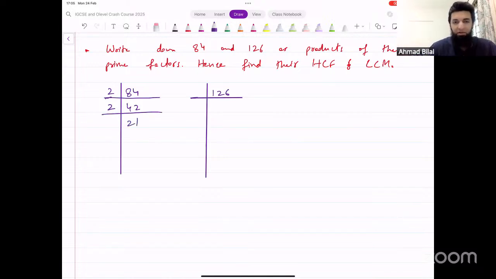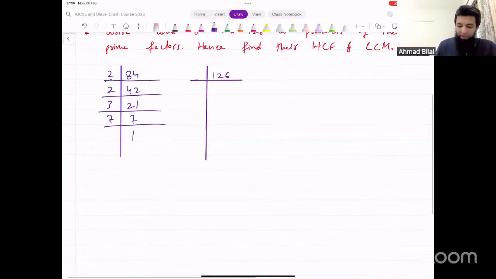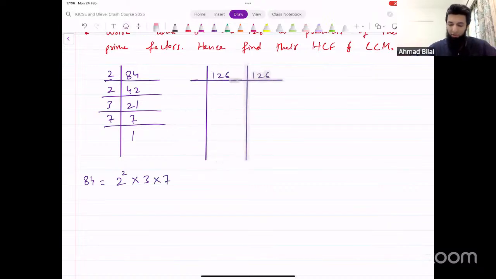What's the next prime number that you have? 3. Can you divide by 3? Yes, 3 works. And that gives you 7. 21 over 3, that's 7. And now, which prime number do we use next? That is 7. And that gives you 1 at the end. And now you can say that 84 can be written as 2 times 2 times 3 times 7. Okay? Or you can say that is 2 squared times 3 times 7. That is 84. All right.